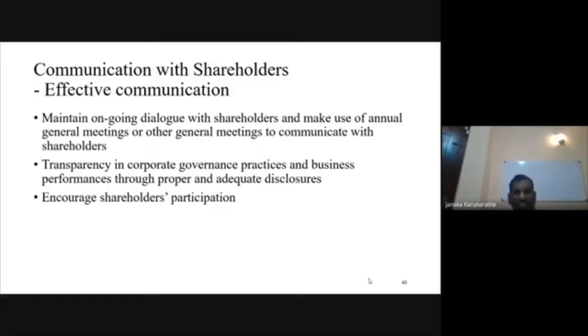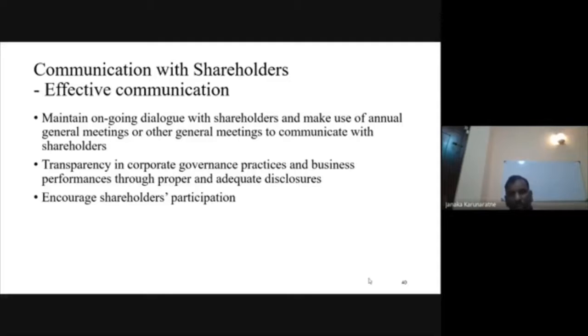Communication with shareholders, important, effective communication. Because at the end of the day, even though the board implements that framework and senior management and CEO run the business, ultimately shareholders put the money into the business. So they are the ultimate equity holders of the business.